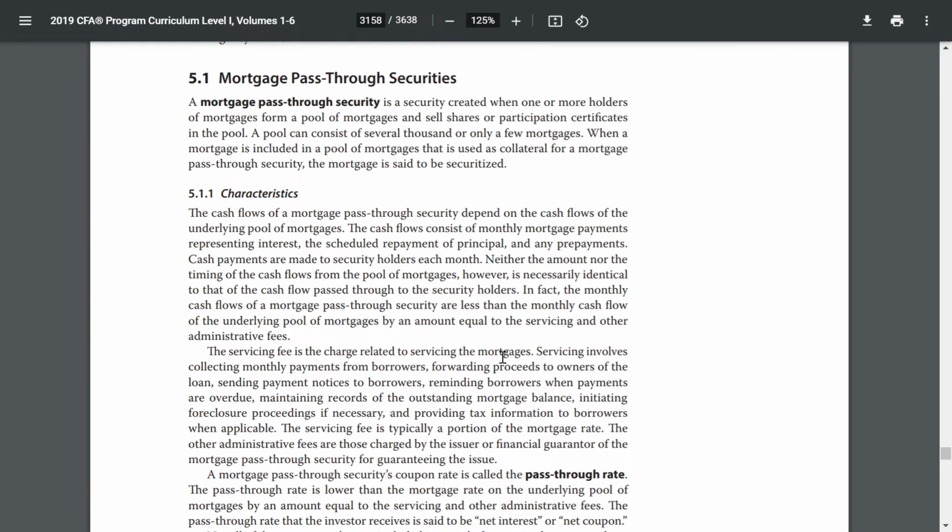Mortgage pass-through securities. A mortgage pass-through security is the security created when one or more holders of mortgages from a pool of mortgages sells shares or participation certificates in a pool. A pool can consist of several thousand or only a few mortgages. When a mortgage is included in a pool of mortgages that is used as collateral for a mortgage pass-through security, the mortgage is said to be securitized.